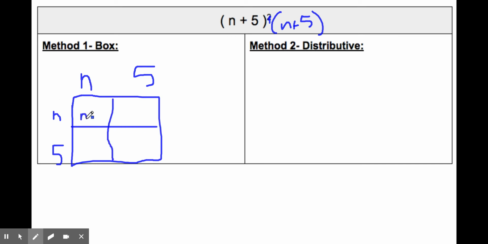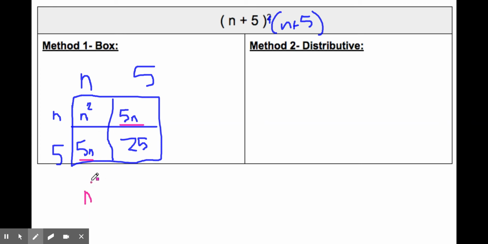N times n is n squared. N times 5 is 5n. N times 5 is 5n. And 5 times 5 is 25. So again, what I'm going to do is look for like terms, where they are similar or like. So those are two linear terms, both positive.